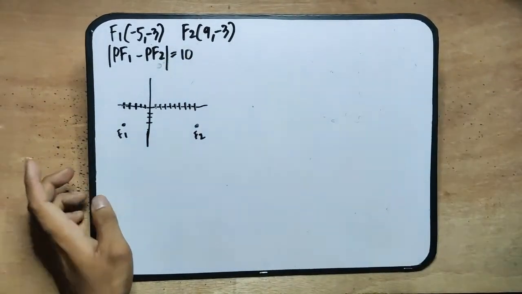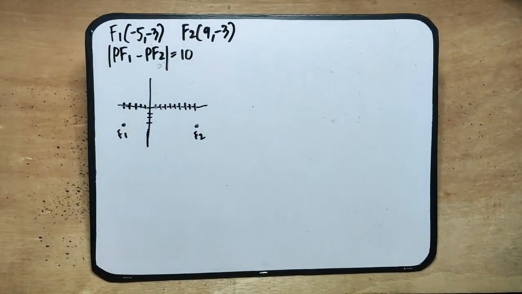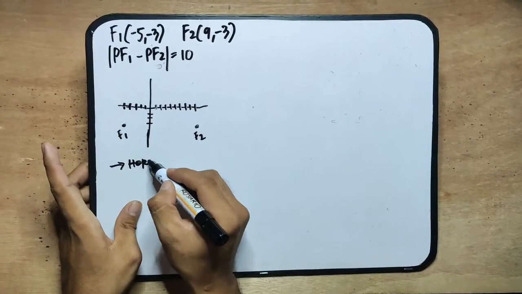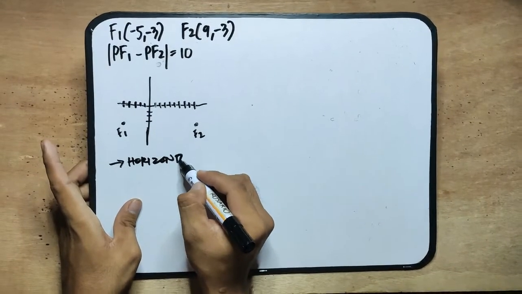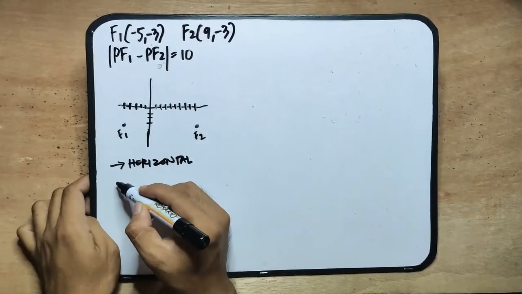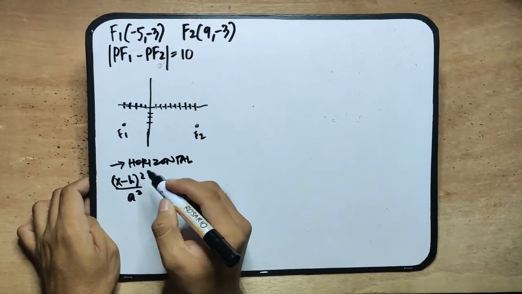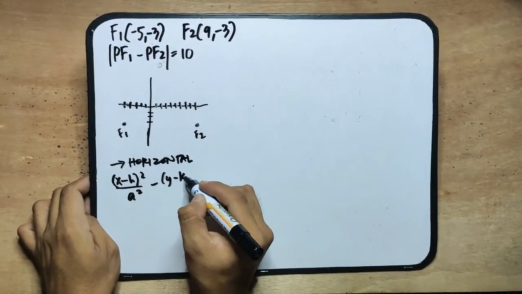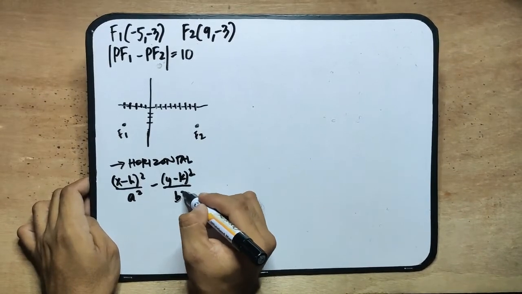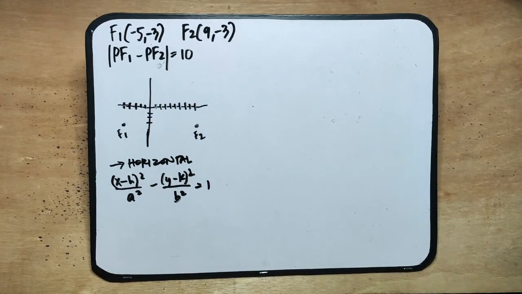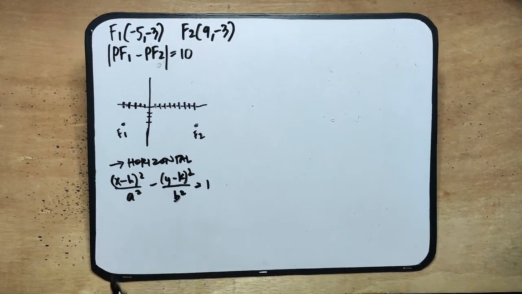Since yung ating foci ay horizontal, ibig sabihin, this is a horizontal hyperbola. So, it takes the form x minus h squared all over a squared minus y minus k squared all over b squared is equal to 1. So, let's identify first the center, since kailangan yan dito sa ating standard equation, h and k.